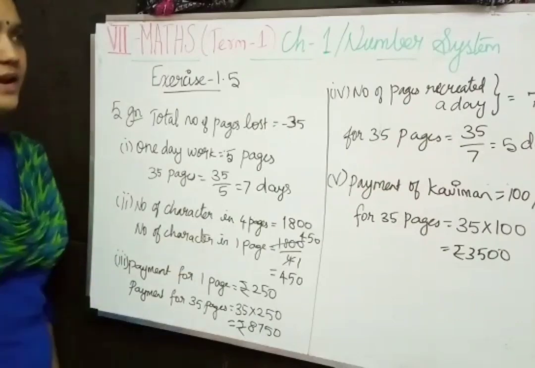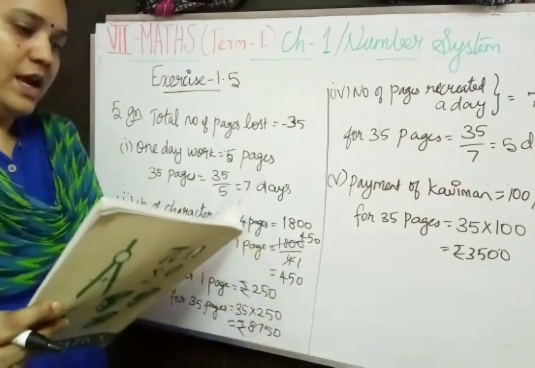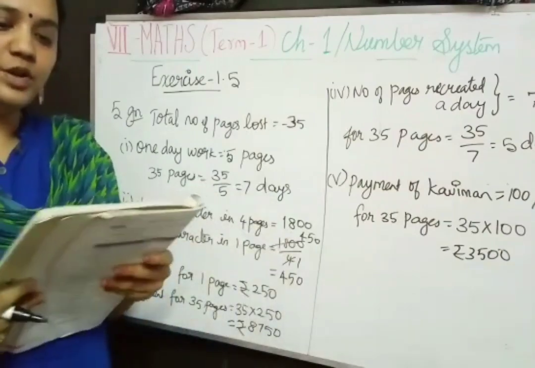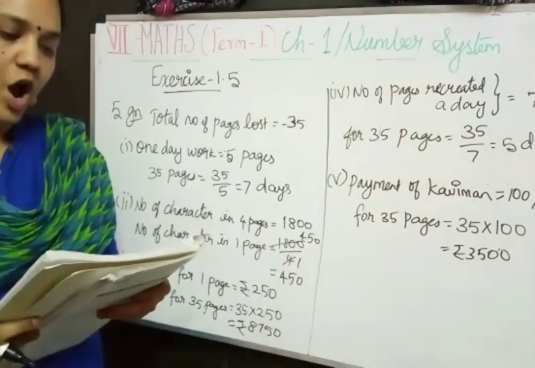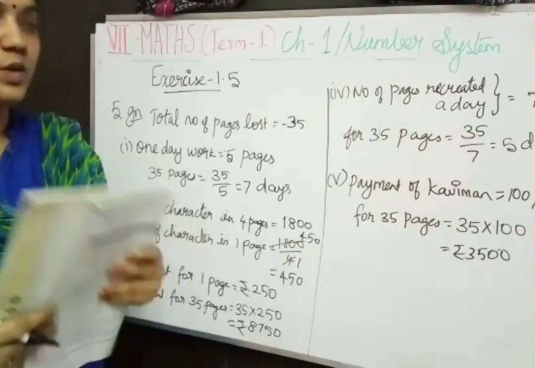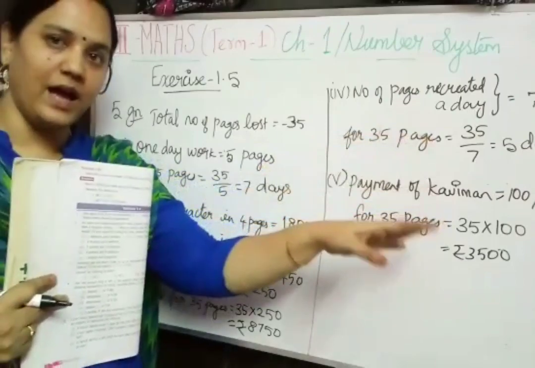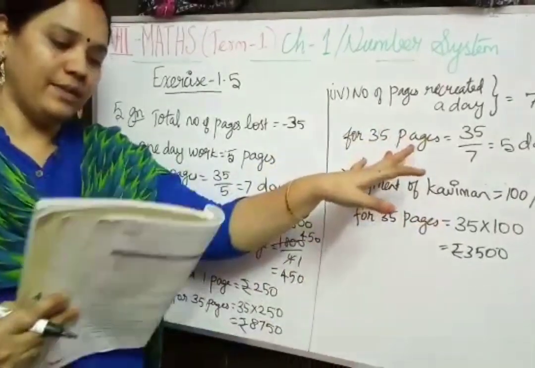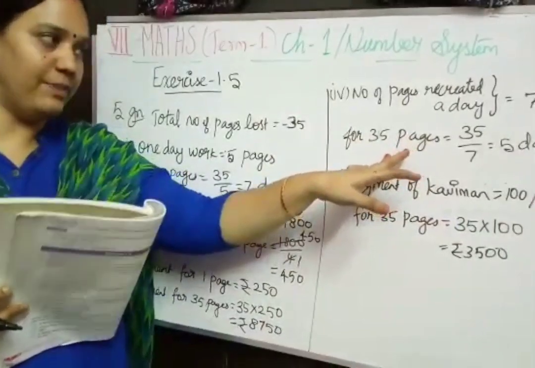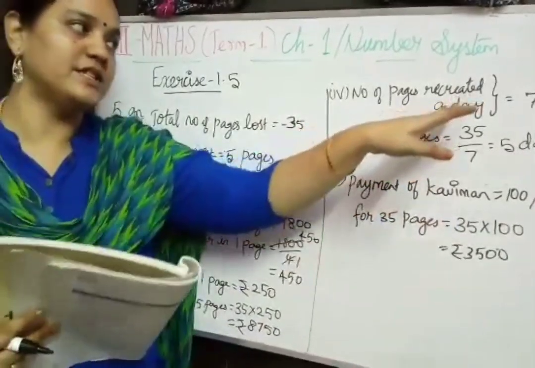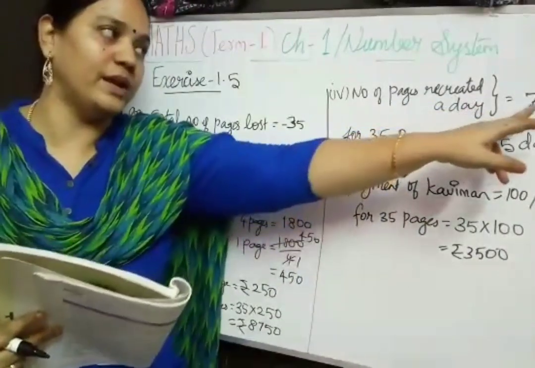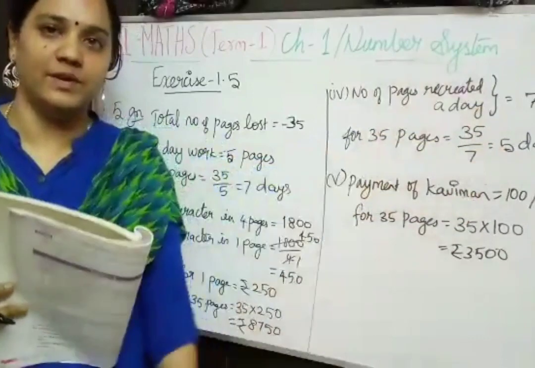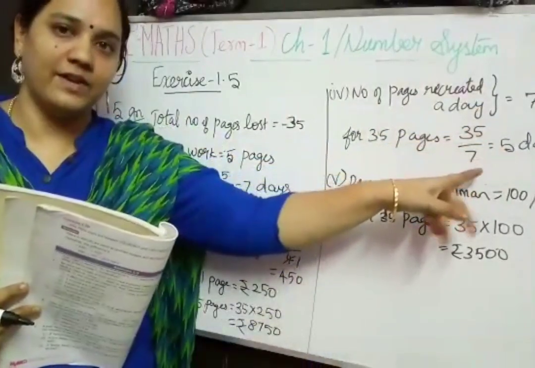Okay, next one, fourth option, if Kaviman helps Tamil Nambi and they are able to produce 7 pages per day, how many days will it take to recreate the work? ஒரு நாளைக்கு 7 பேஜ் பண்றாங்க. அகைன் அந்த 35 பேஜ் எத்தனை டேஸ்ல அவங்க கம்ப்ளீட் பண்ணுவாங்க? அதாவது கவிமான் அப்படிங்கிற ஒருத்தர் வந்து ஹெல்ப் பண்றாரு. So same thing, number of pages recreated a day. ஒரு டேக்கு எவ்வளவு பண்ணிருக்காங்க? 7. அப்ப 35 பேஜஸ்க்கு how many days அப்படினு கேட்டிருக்காங்க. So 35 divided by 7 is 5 days.